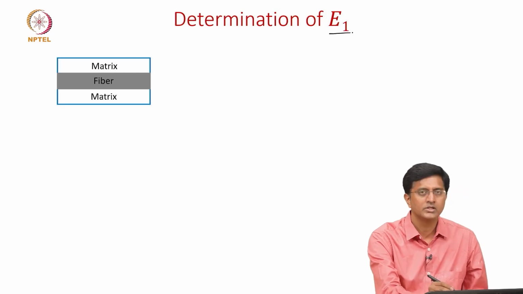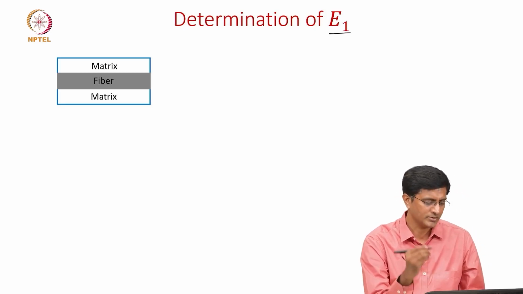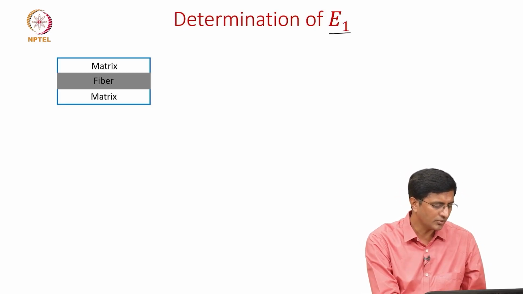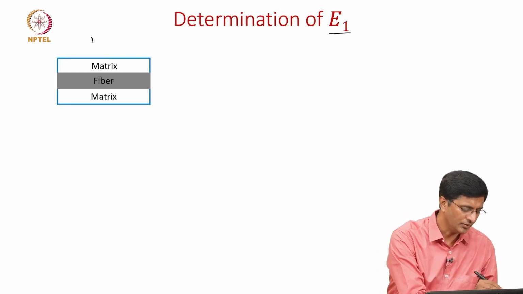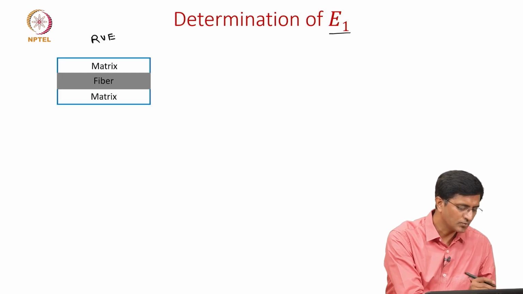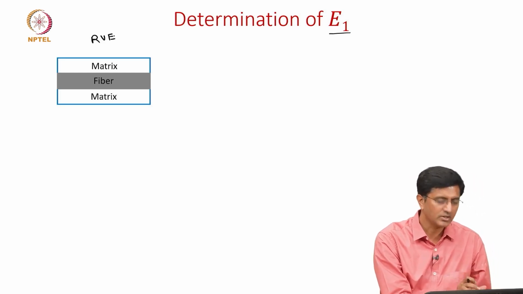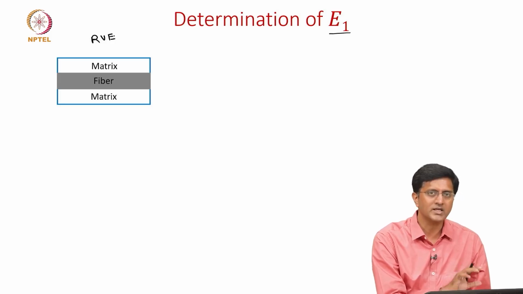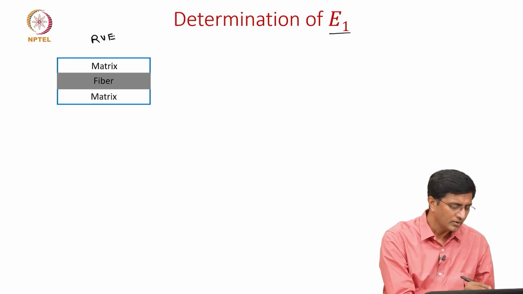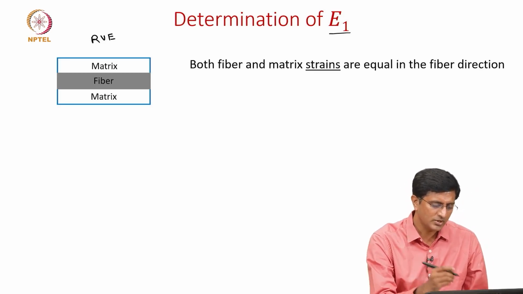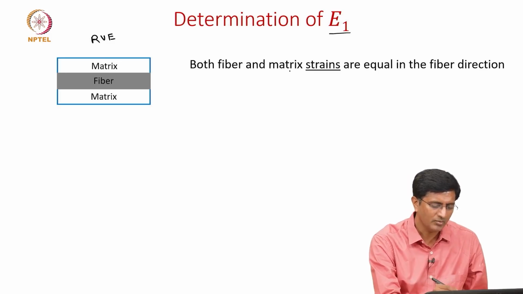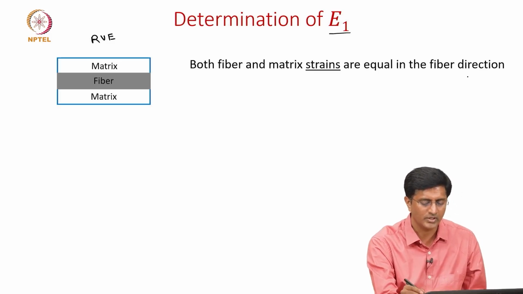E1 is the elastic modulus along the fibers. For this, we start with the representative volume element, which we discussed in the previous video. This is the smallest size of the element, which has the same proportions of fiber and matrix as in the lamina. Okay. So to determine E1, we'll start with an assumption. The assumption here is both the fibers and matrix strains are equal in the fiber direction.